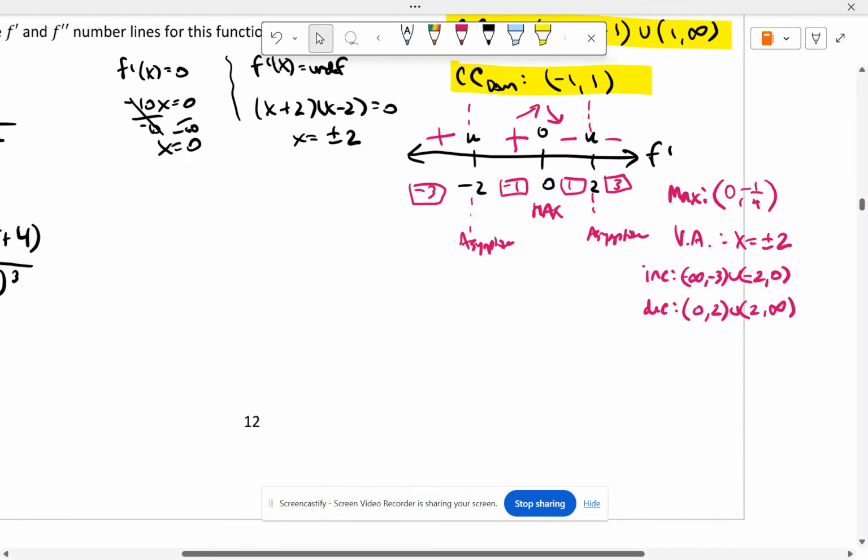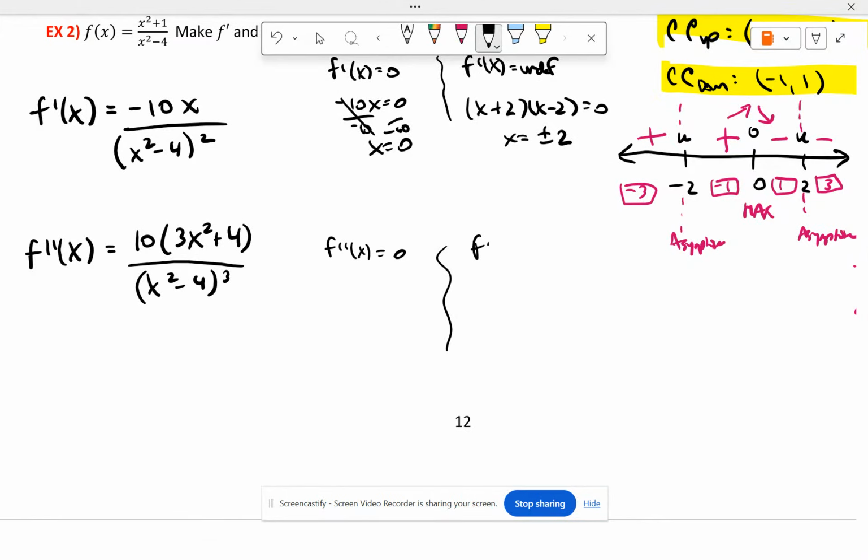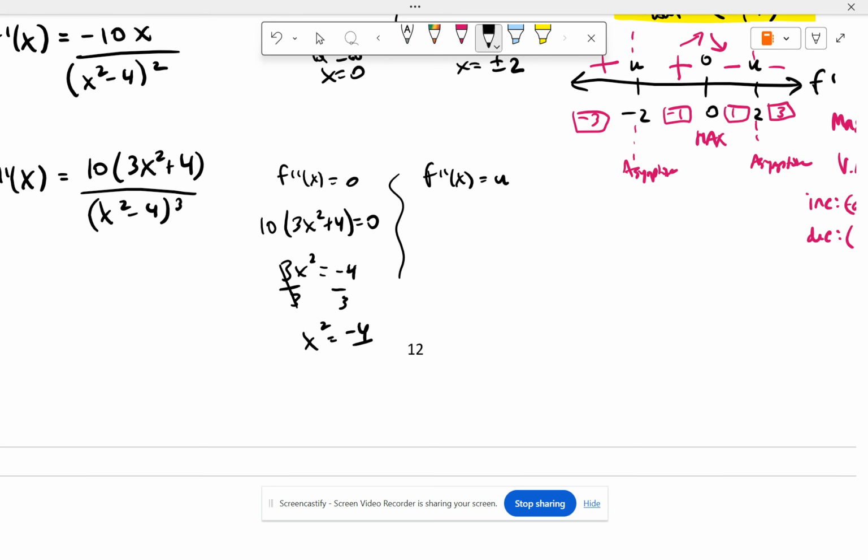Let's get our second derivative number line. All right, same setup as up above. We're going to find where f double prime of x is equal to 0. We're going to find where f double prime of x is undefined. So the numerator is going to be equal to 0 when? Let's see. Anybody running into some problems? X squared equals -4/3. Yeah. He's never equal to 0, right? So we're good. Never equal to 0.